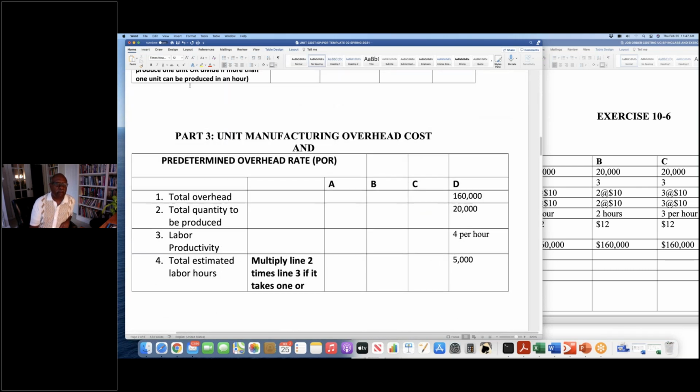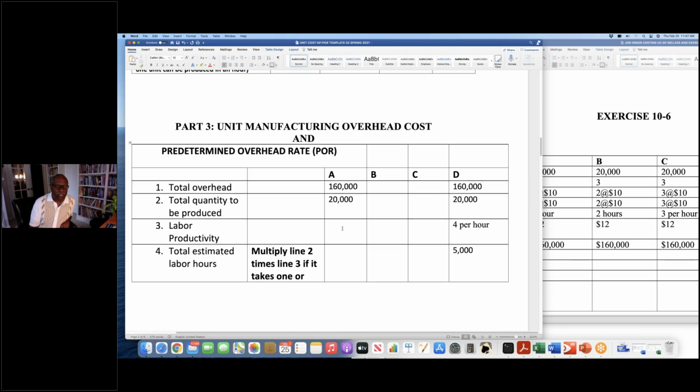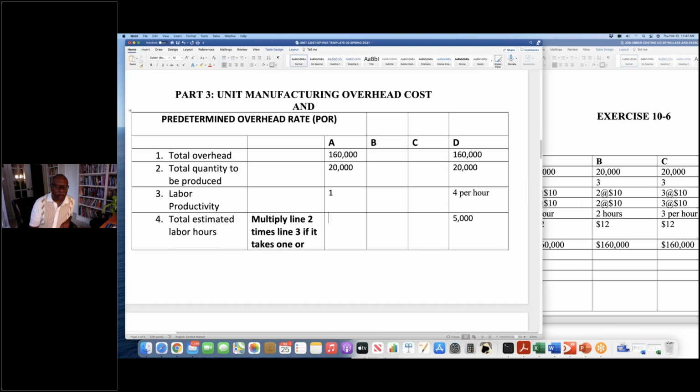We'll be finished. So we're moving faster this time. What's total overhead? 160,000. And that's not always the case. You just have it on this problem. And the quantity is how much? 20,000. So our labor productivity is 1. So our total estimated hours is going to be what?